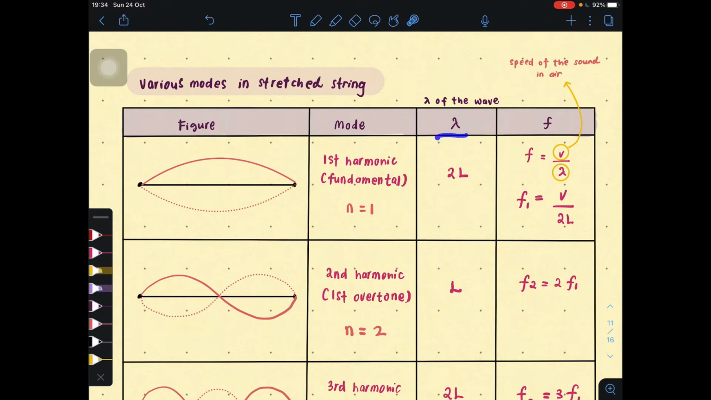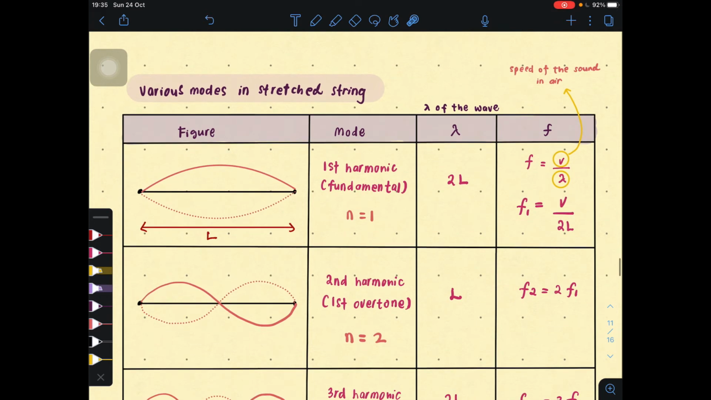So, the wavelength for the first harmonic, or fundamental, is equal to 2L, where L here is the length of the string. So the length is from here to here. From here to here, this is the length. So how do we get this 2L?